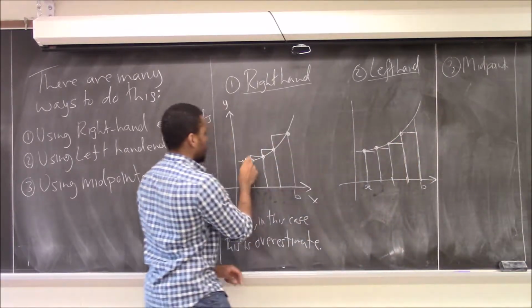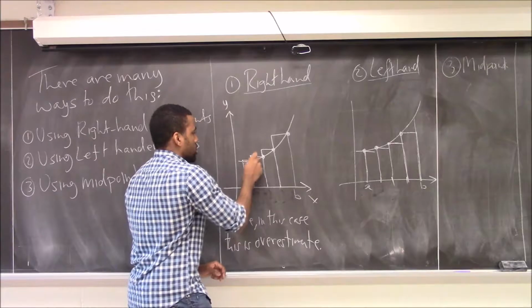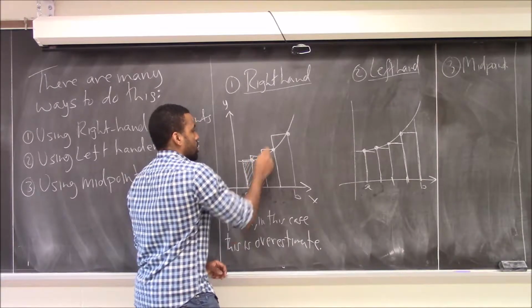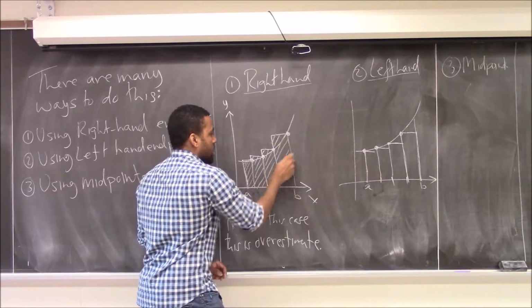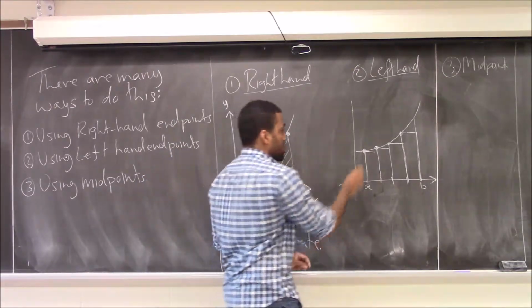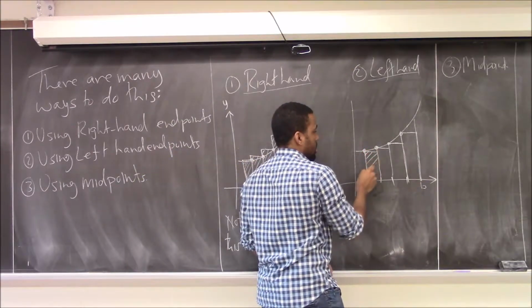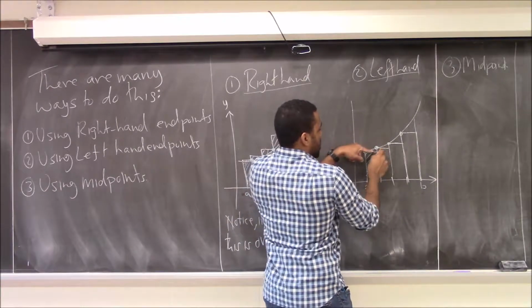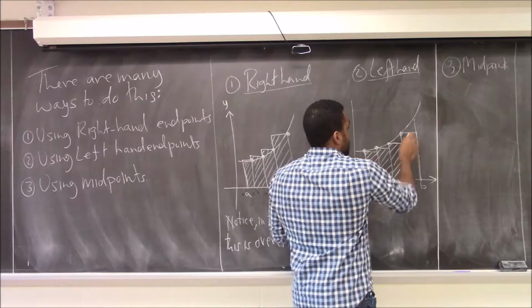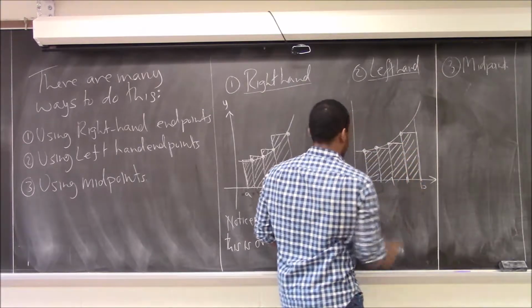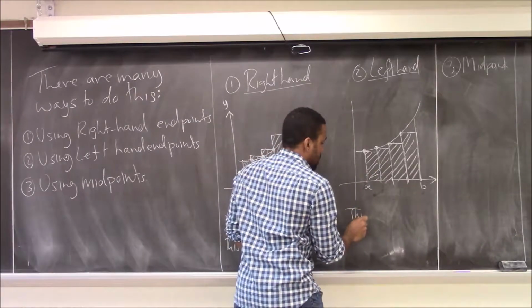You'll notice here, the area of the rectangles would actually give me a smaller answer than the area under the curve. There's extra space under the curve that's not covered by these rectangles. And this gives an underestimate.